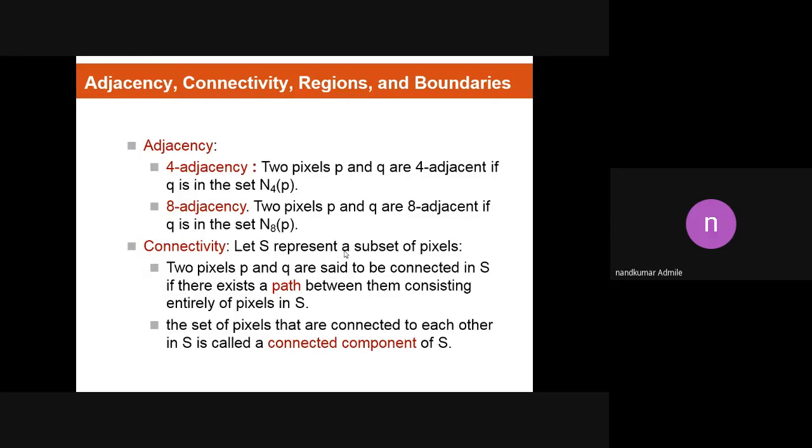And the third type is a M connectivity. So the M connectivity is the combination of 4 connectivity and 8 connectivity. Clear?